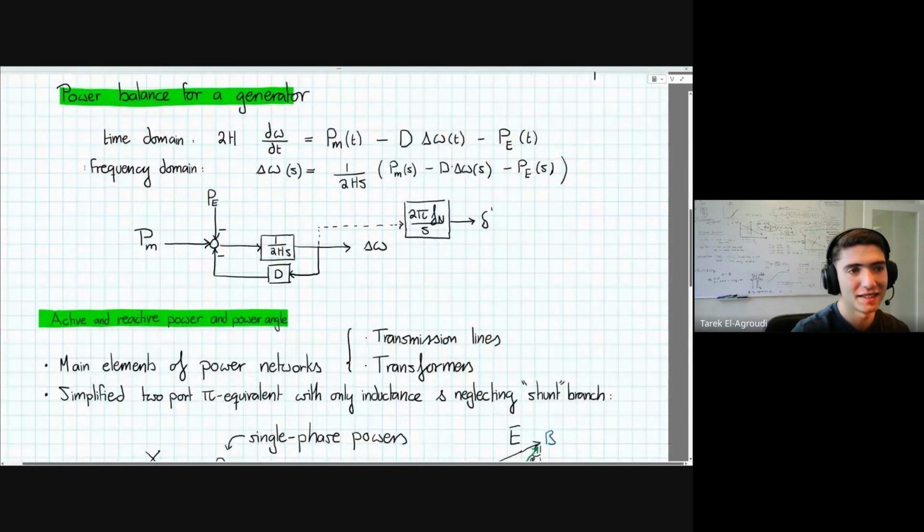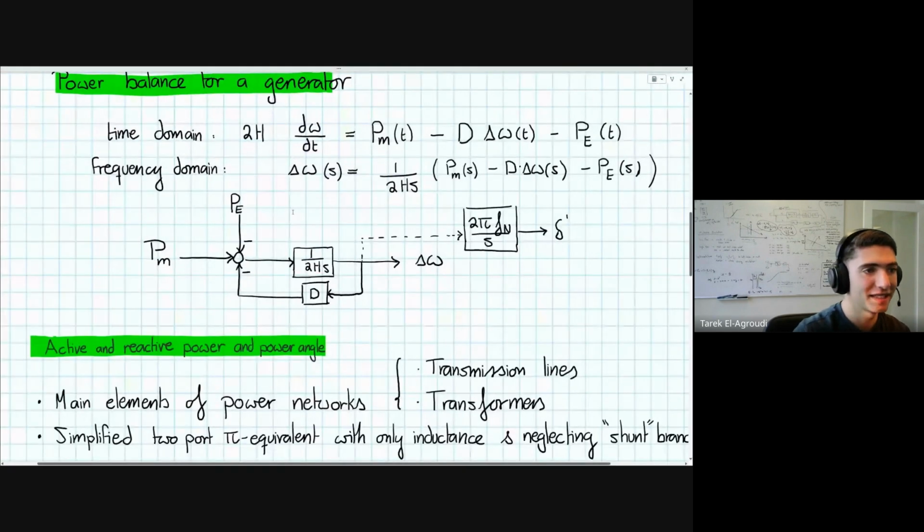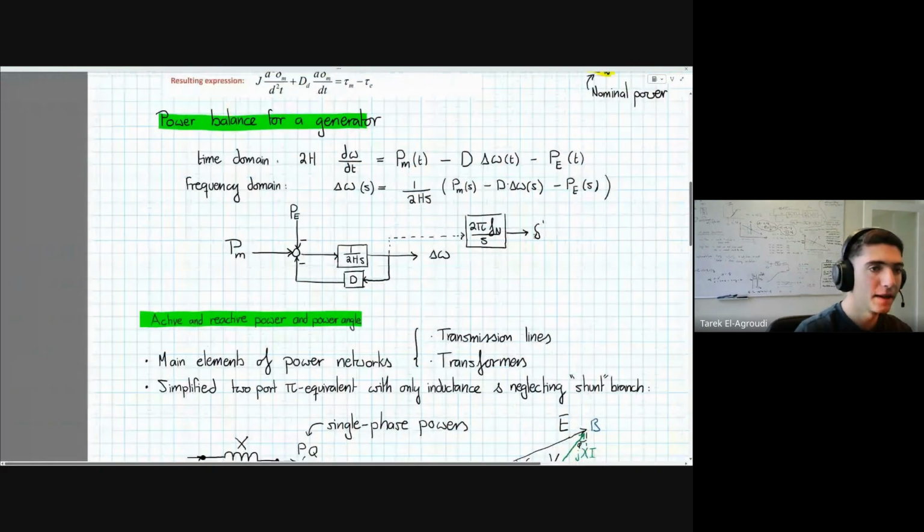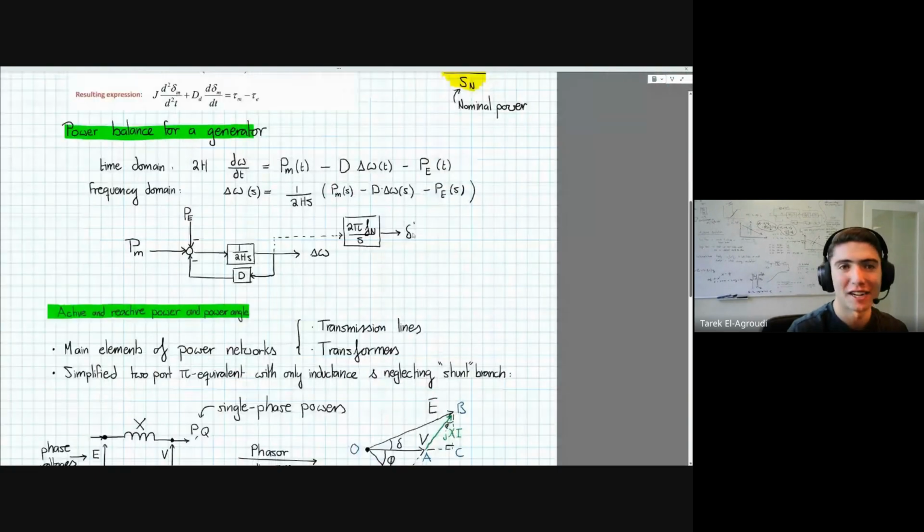If you drew this in a block diagram, you would get something like this. So your mechanical power drives this, your electrical power breaks this, and you may have some damping and some inertia. And this generates your frequency deviation. And if you integrate it, you get your power angle. So what is this power angle?